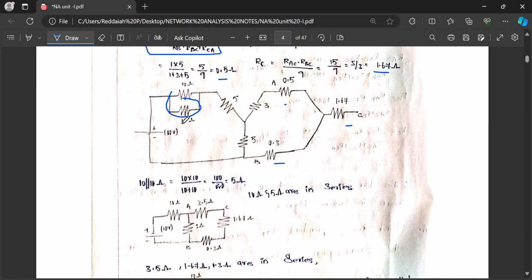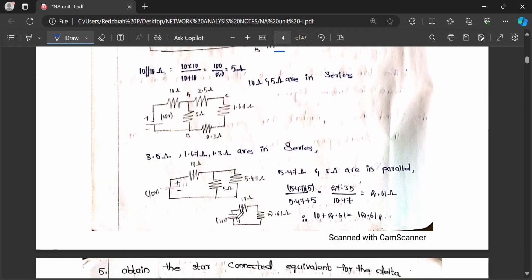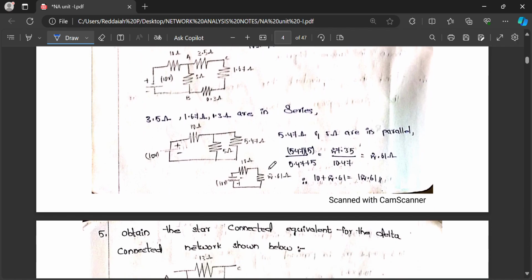5 ohm and 10 ohm are in series. That is 15 ohm. You can write this as 15 ohm. 3.5 ohm and 1.67 ohm are in series. Finally, you will get the total equivalent resistance as 12.61 ohm.